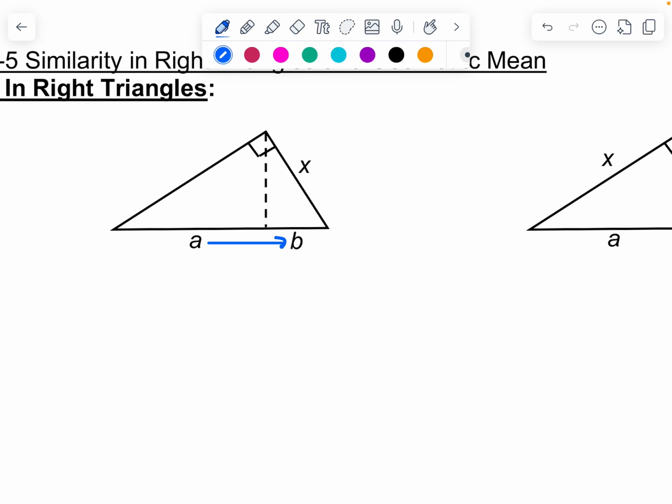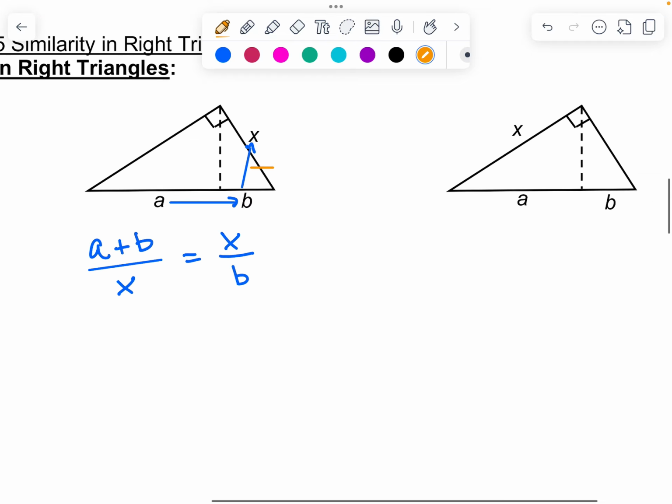And just know that if I start away from the x, I have to add those two bottom values. So we'd have a plus b, and then it would go over x, and it will equal x over b. And you can kind of see how the x is already over the b. And so that will kind of give you the right side of your formulas on these next two. So you start as far away as you can, and you have the a plus b over x, and that will just equal x over b.